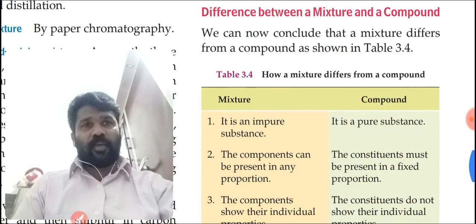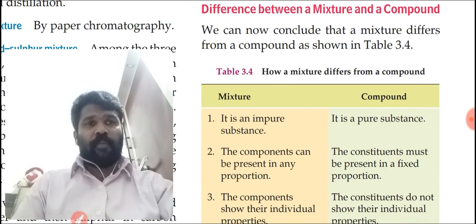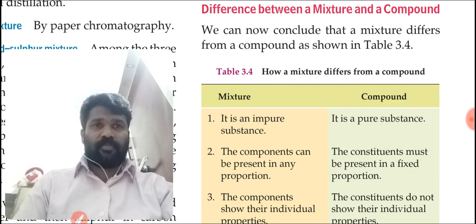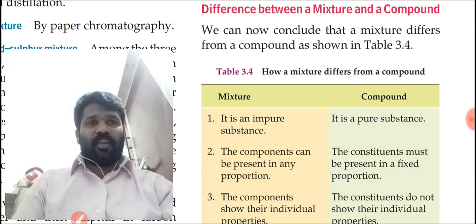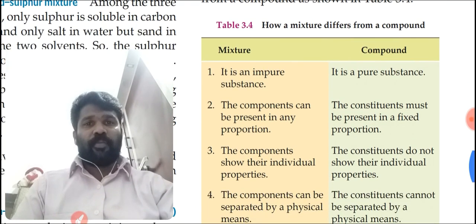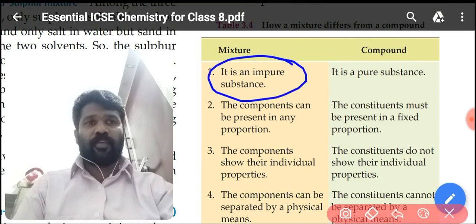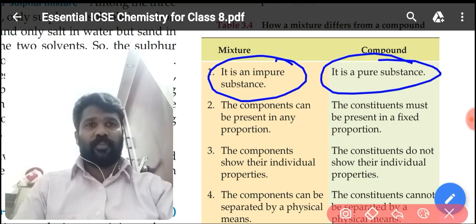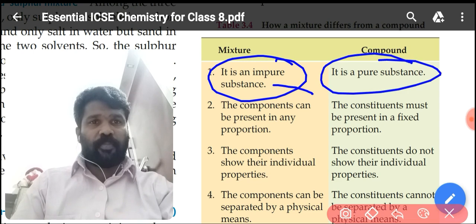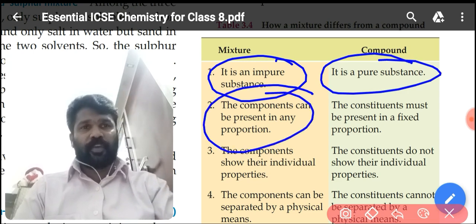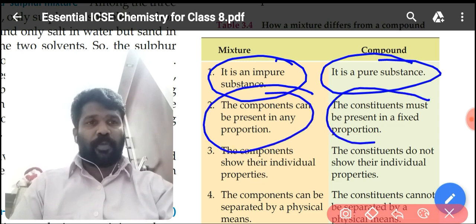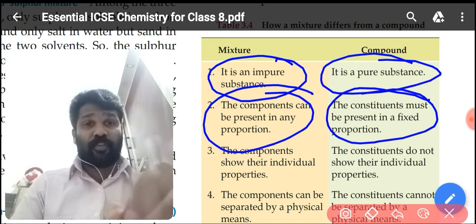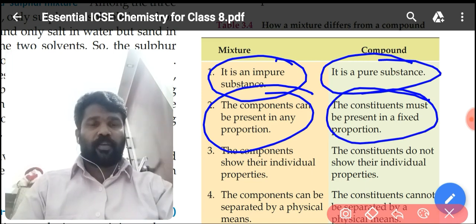Now we can discuss the difference between a mixture and a compound. Mixture and compound we have discussed. We can now conclude that a mixture differs from a compound as shown in the figure. A mixture is an impure substance, but a compound is a pure substance. The components can be present in any proportion in a mixture, but the constituents must be present in a fixed proportion in a compound. In a mixture there is no fixed proportion.